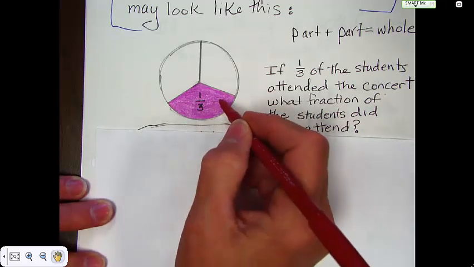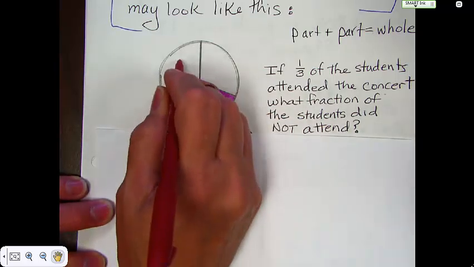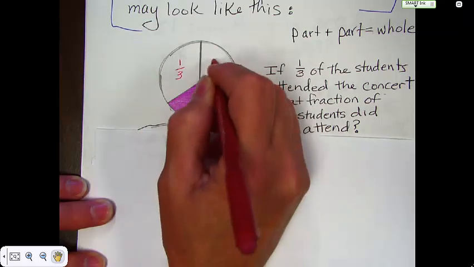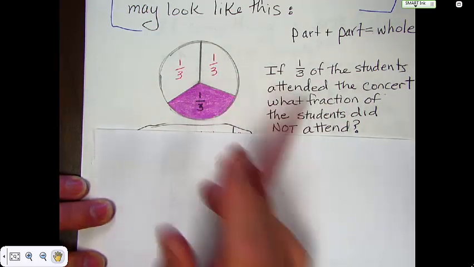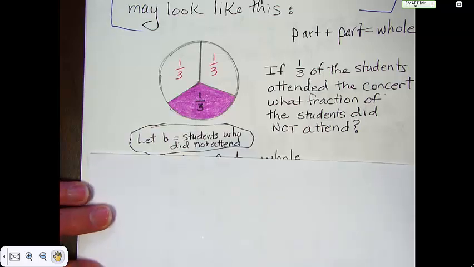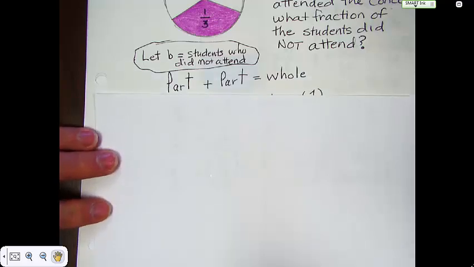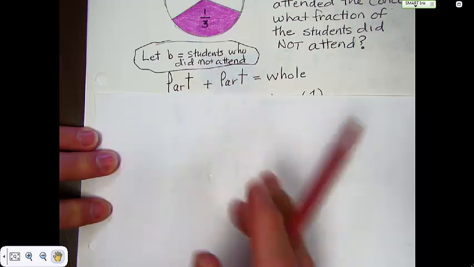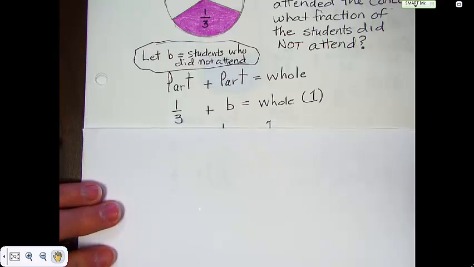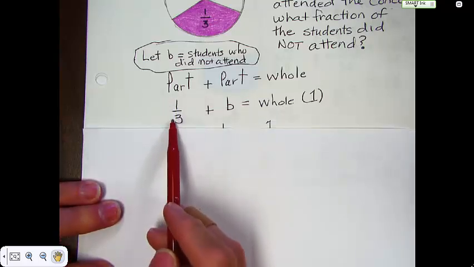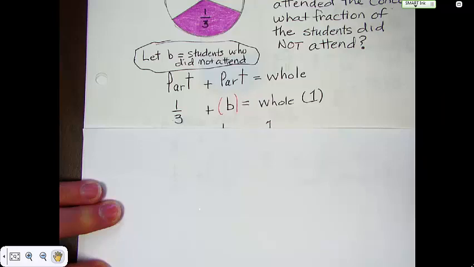Well, 1/3 did. What do you have left over here? And that would be, you've got a 1/3 here, right? And you've got a 1/3 here. And that's 1/3 plus another 1/3. I'm thinking maybe 2/3. But we can work it out in kind of a nice little formula here, and it's not really hard. We're going to let B equal the students who did not attend. And then we have a part plus a part equals a whole. We're going to write ourselves a little formula right here. We're going to say 1/3 of the students did plus what part of the students didn't makes a whole.